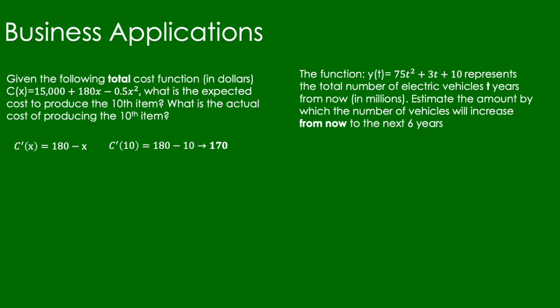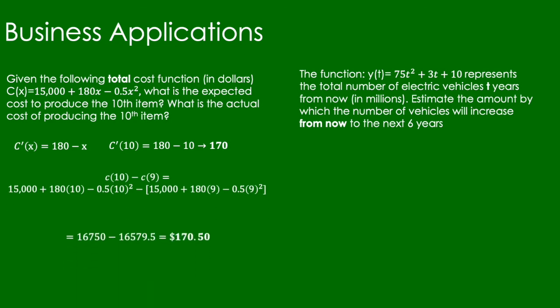To get the actual cost to produce the 10th item from the 9th, we need to get the cost of producing 10 total items, get the cost of producing 9 total items, and subtract the 2. So plug in 10, plug in 9, and then subtract. Once you do that, you get $170.50. So we can see that the expected cost that we calculated using the derivative is very, very close to the actual cost of producing the 10th item.